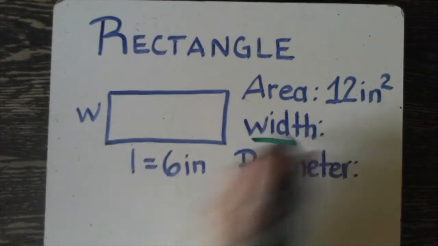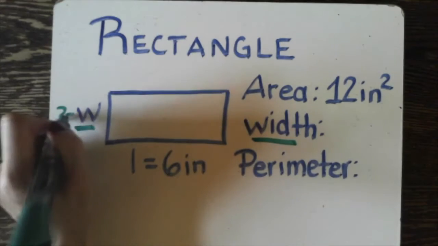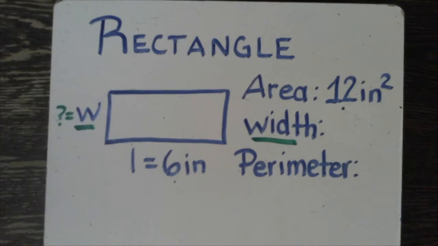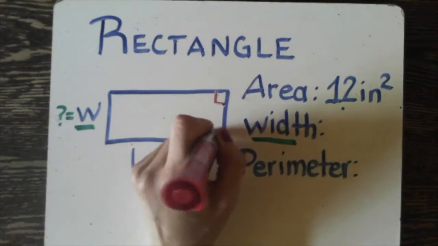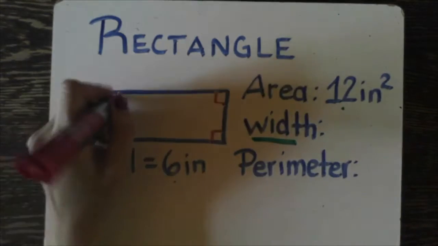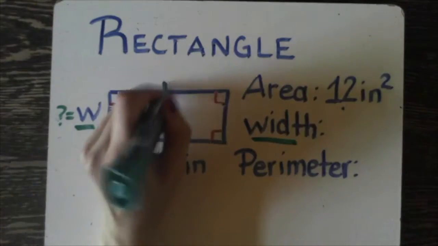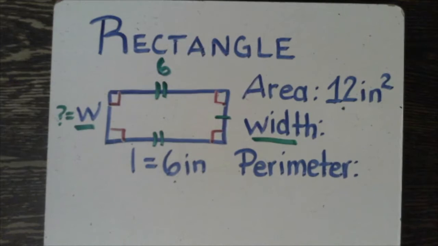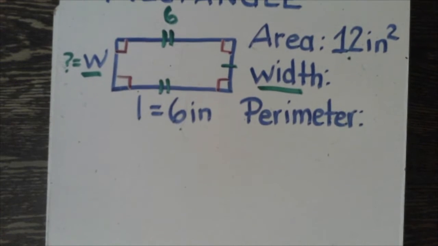For this rectangle, I am not given the width, but I am given the length, which is 6 inches, and the area, which is 12 square inches. I am also told it's a rectangle, so I know it has 4 right angles, because that is the definition of a rectangle, and I also know that the opposite sides are congruent, such as the bottom and the top are both 6.